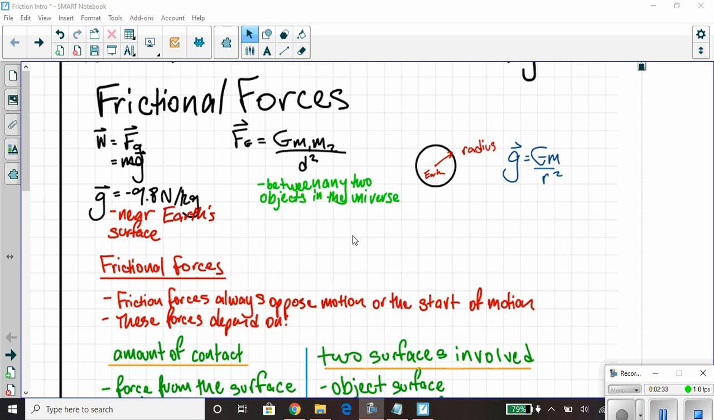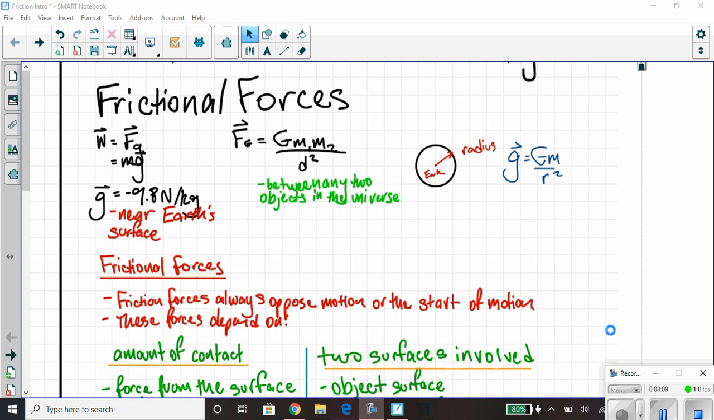The other thing we learned about yesterday was how to find the force of gravity between any two objects in the universe. When we say any two objects in the universe, we're usually talking about planets and stars, suns, moons, things like that. That's usually where it's used, not exclusively, but usually. So if you want to find the force of gravity between the sun and Pluto, here's your equation: the universal gravitational constant, the mass of Pluto, the mass of the sun, and how far apart they are squared.